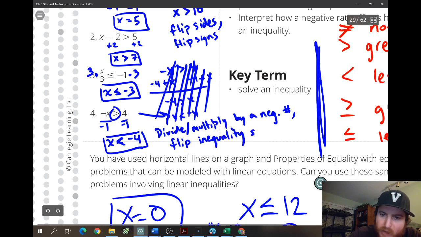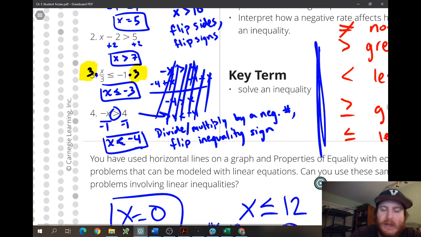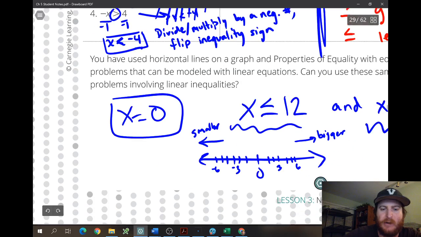Now, why did we not flip it in number 3? There is a negative in number 3, but it's not what we multiplied by. What we multiplied by was times 3 and times 3. So we didn't flip it. Had we multiplied by negative 3, we would have flipped it. So that's the key difference.